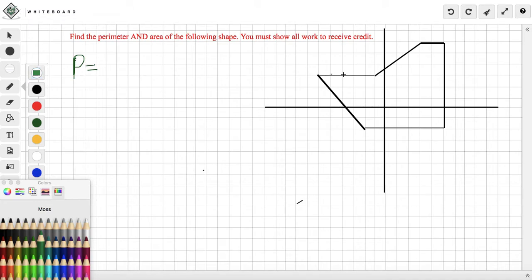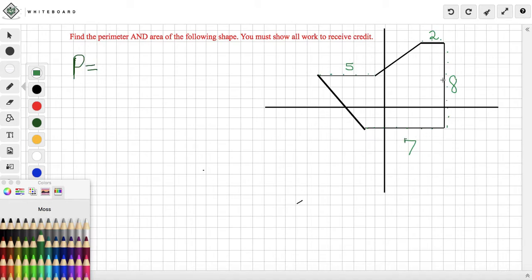So I'm going to count right here. From here, I've got 1, 2, 3, 4, 5. So this line is going to be 5 units long. Here I've got 1, 2. That's going to be 2 units long. I'm going to do this long side. 1, 2, 3, 4, 5, 6, 7, 8. It's going to be 8 units long. 1, 2, 3, 4, 5, 6, 7. Okay, so I can find all the ones that are straight lines easily, right?